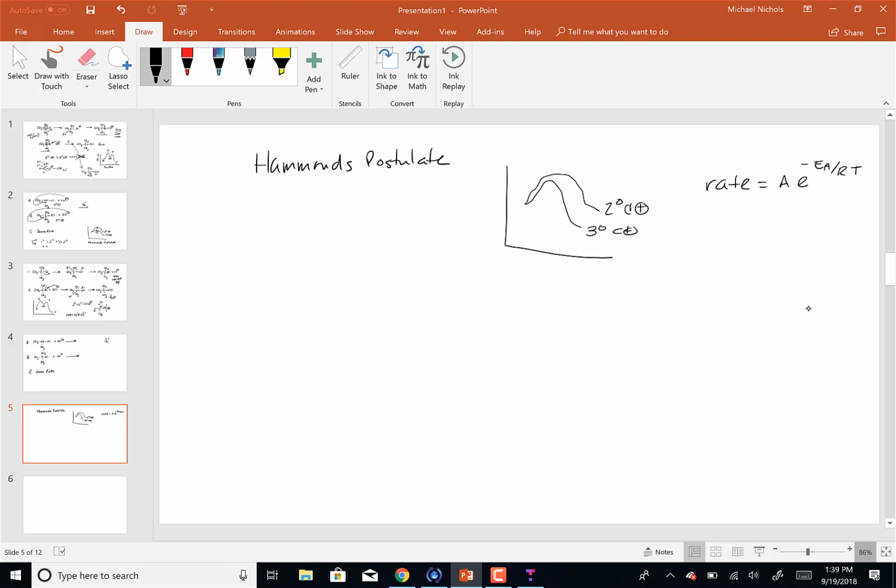What is the definition of a postulate again? So basically, the more stable the product, the lower the activation energy. And that's how we use Hammond's postulate in organic class. I mean, we're reinterpreting it for him.